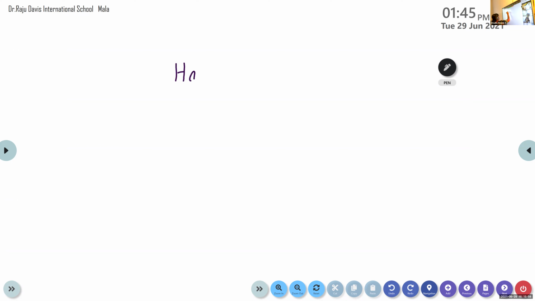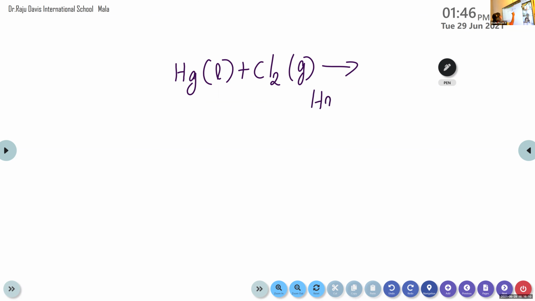So the question: Hg in liquid state reacts with chlorine to form HgCl2, mercury chloride. Write the rate of this chemical reaction. You must include reactants and both products.